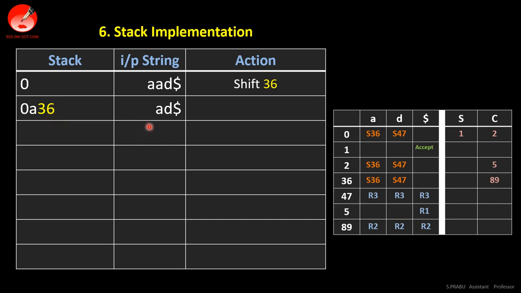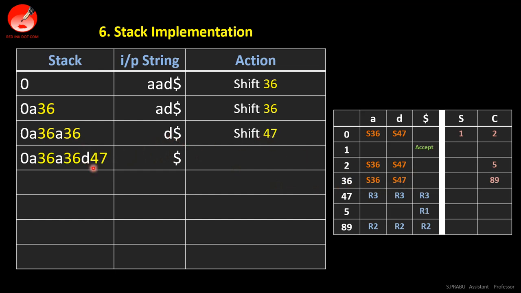Then compare 36 versus A. 36 versus A, again shift 36. Shift 36 is nothing but shifting the A element along with 36. Now compare 36 versus small d. 36 versus small d is shift 47. Shift 47 is nothing but shifting this d value here along with 47. Now compare 47 and dollar. 47 and dollar is reduce 3.